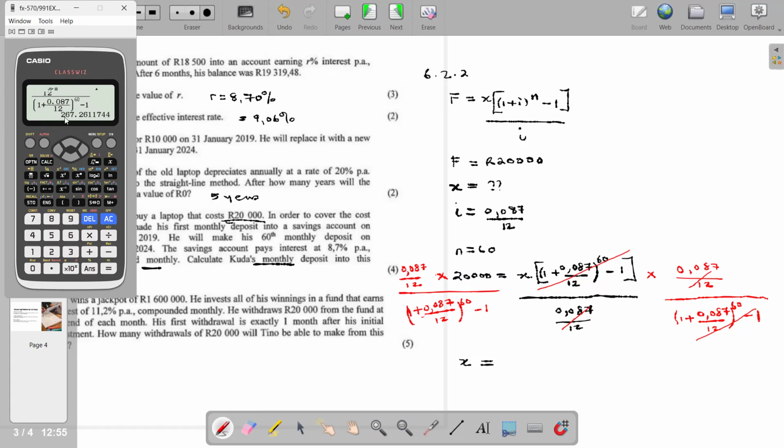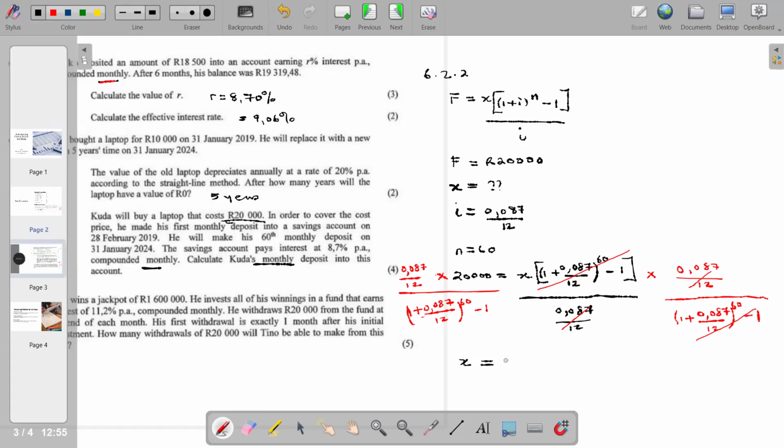Simplify that. This is the answer that we are getting, but because we are dealing with money, it means our answer must be to 2 decimal places. So it's going to be 267.26. So our X is equal to 267.26. This is the value of our X.